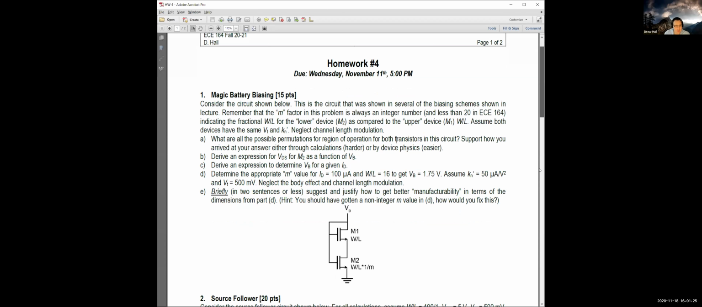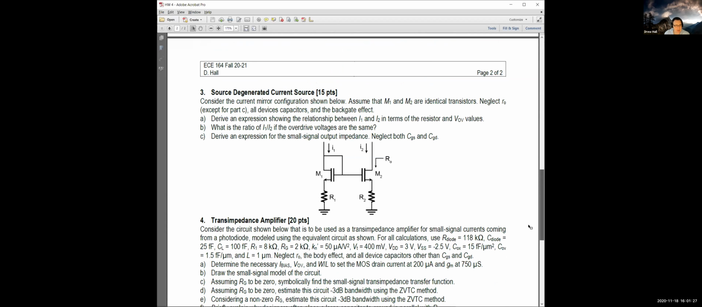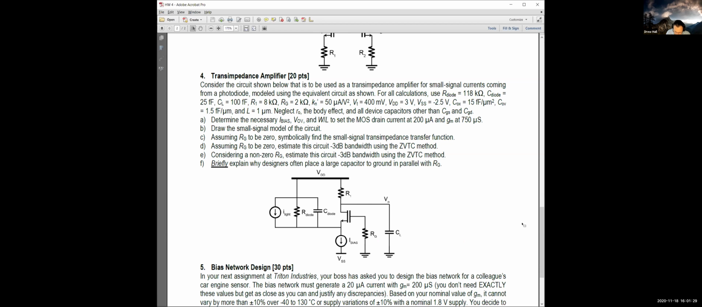One of the comments that I got from the TAs in particular was that a lot of students struggled with problem 4, in particular these two subparts, part D and part E. The issue is really coming down to doing ZVTCs and writing out the time constants for this particular circuit. And it wasn't one single issue. There were several issues that students seemed to struggle with.